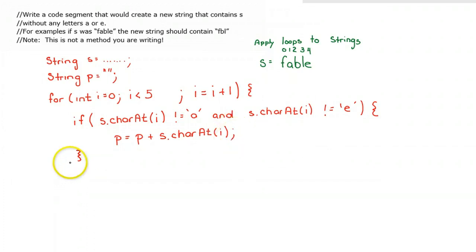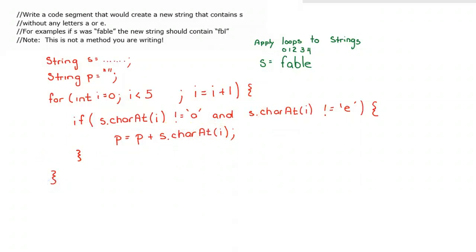Now, students often say, well, don't I need an else statement here? The answer is no, because I don't need to do anything otherwise. I only need to do something if the character is not an A and the character is not an E. If it's not an A and it's not an E, I'm going to add it on to the string P. And then we end our loop.